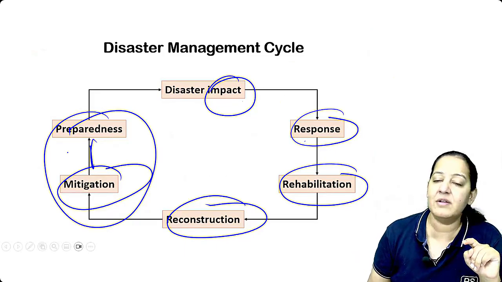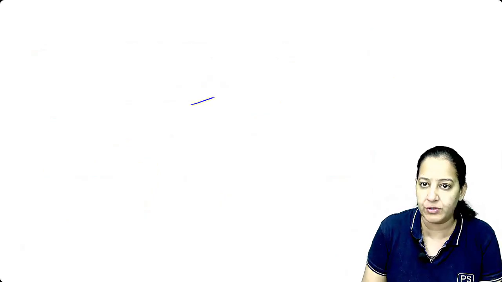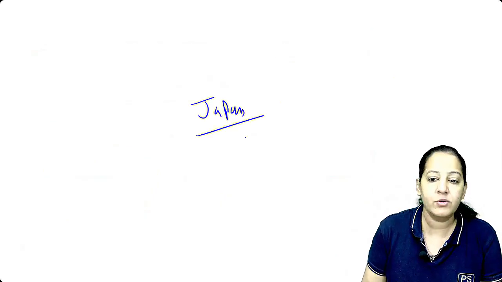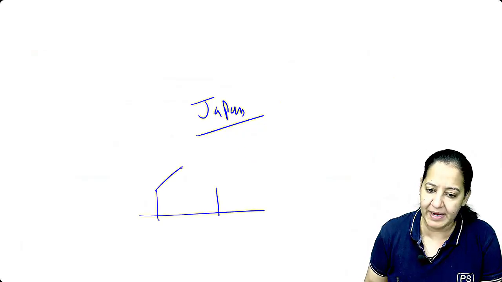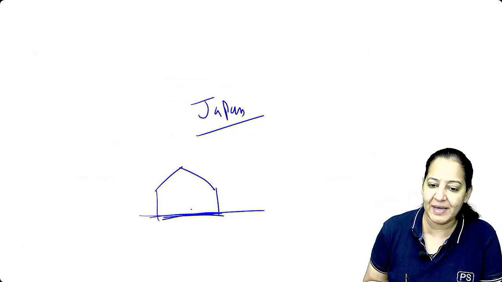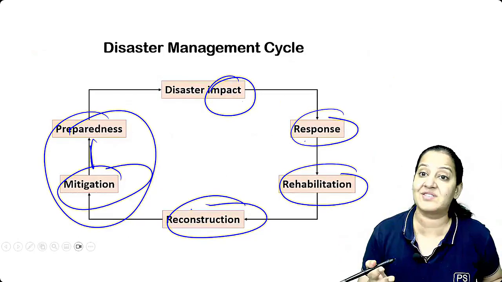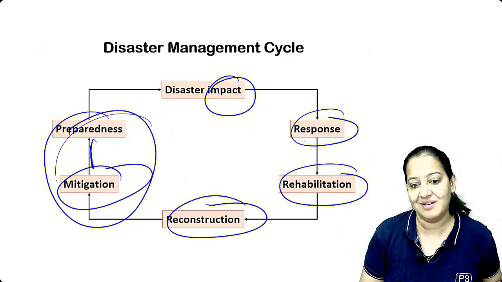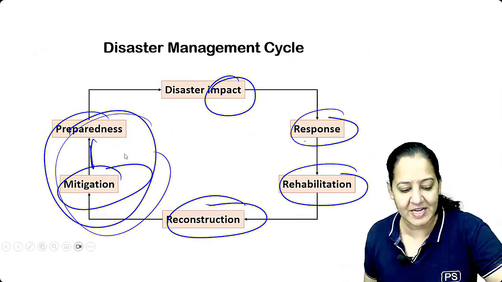For example, do you know in Japan earthquakes are very common? How many of you know that? I don't know. So in Japan earthquakes are very common, so the buildings are made such that the base is like that. Even in an earthquake they do not collapse. So that is preparedness for the next time. That is mitigation. Mitigation is the preparedness for the next time. So these are the steps in the disaster cycle.